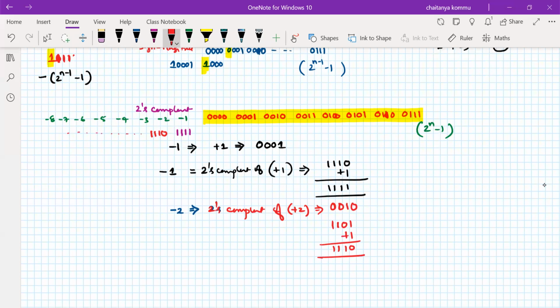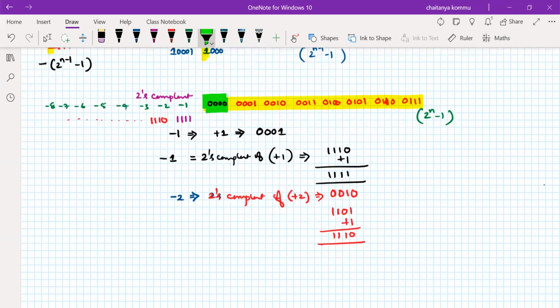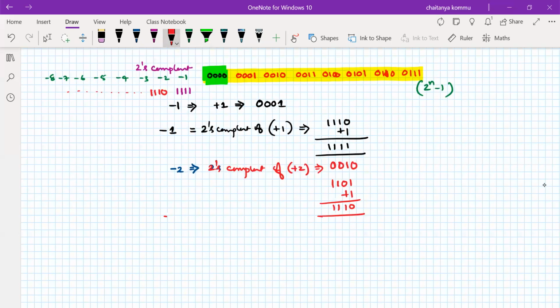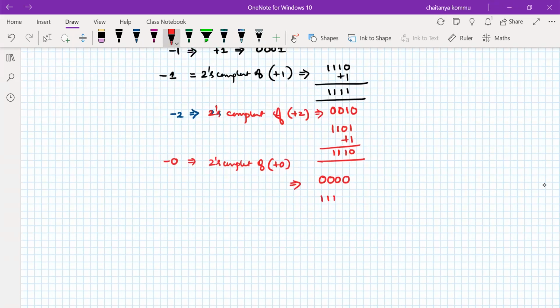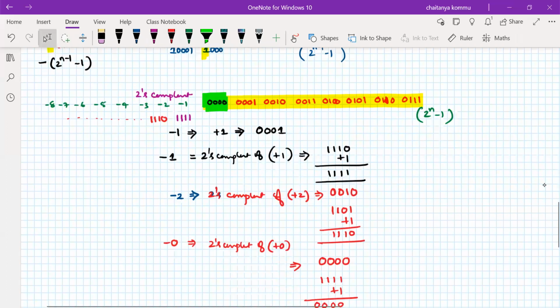So what is the maximum? Of course, let us consider 0. We found that there is a problem with 0. How do we represent minus 0 then? Minus 0 is nothing but the 2's complement of plus 0. What does it mean here? Plus 0 is 0, 0, 0, 0 only. What is the 1's complement of this number? 1, 1, 1, 1. Adding 1 gives 0, 0, 0, 0 only. So the 2's complement of this number is also 0, 0, 0, 0 only.